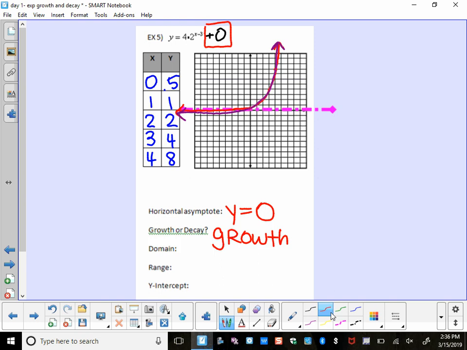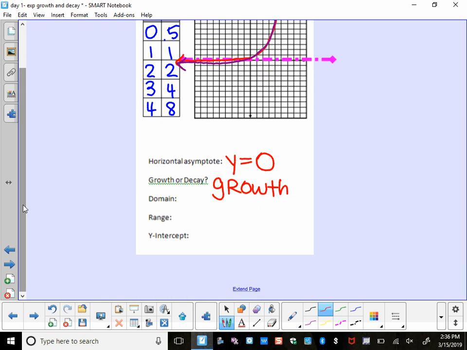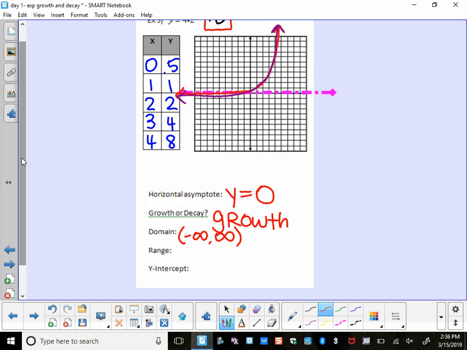All right? My domain is going to be negative infinity to positive infinity. I go left and right, on and on and on. My curve just keeps going. Jeffrey, write this down. All right, my range from down to up. Where does my graph start? At the asymptote. What is my asymptote? 0. 0, and I go up towards positive infinity.